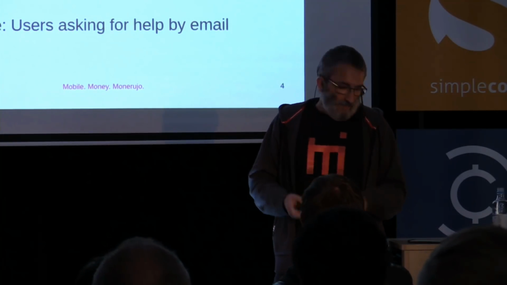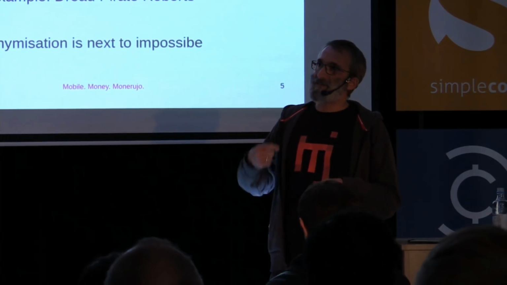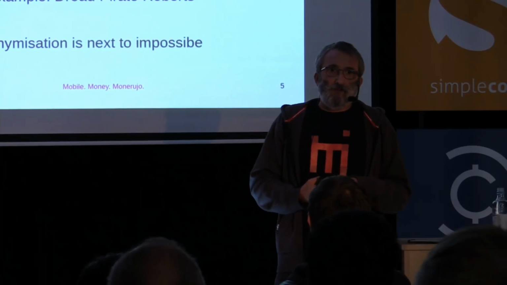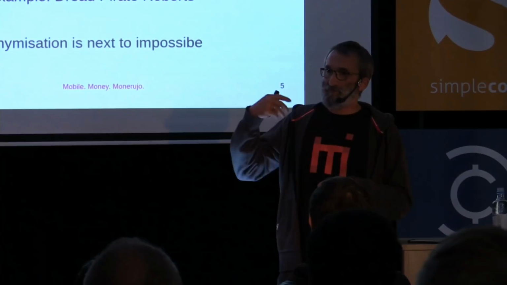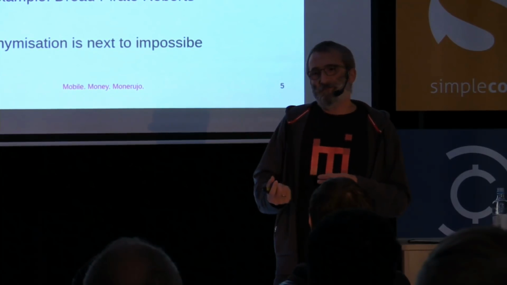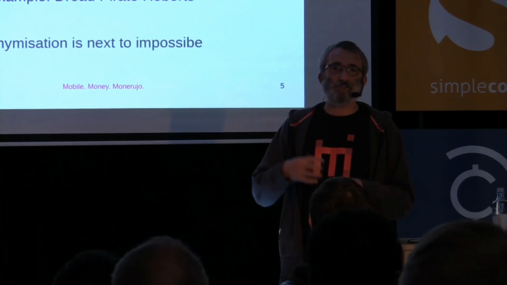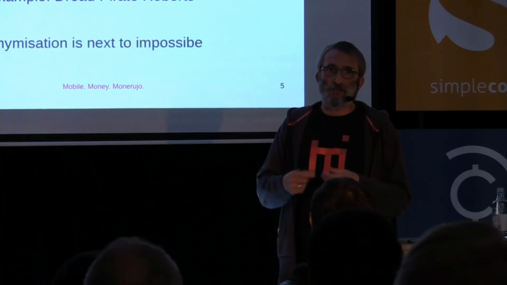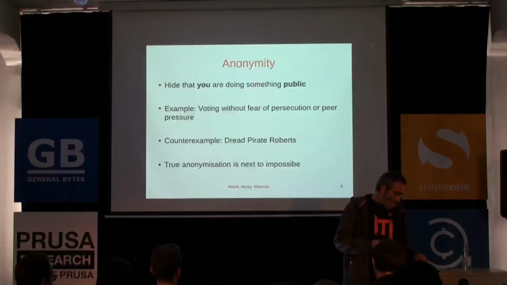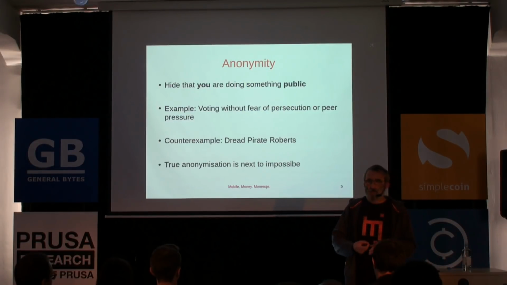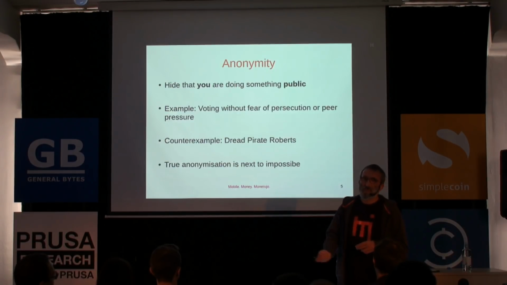Okay. Anonymity. Anonymity is different than privacy. You don't want to hide that something has happened. You do something in public, like voting, but you want to protect yourself, so you don't want people to know that it was actually you, or what vote you cast exactly. Dread Pirate Roberts, we all know, was anonymous for a long time.